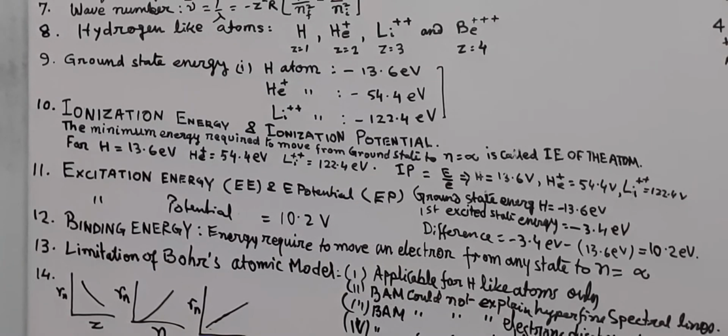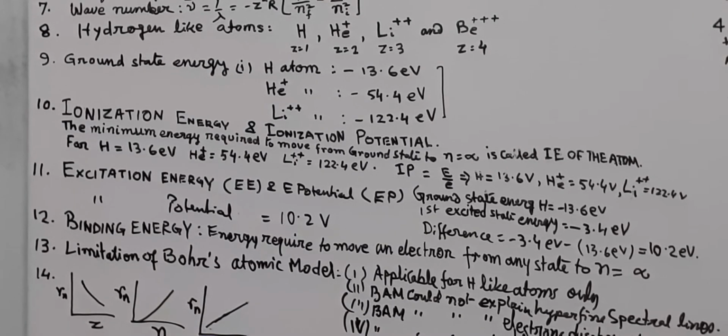Now, come to 13, that is limitations of Bohr's model. There are 4 limitations, mainly 4 limitations are there. Number 1, applicable for hydrogen-like atoms only or the hydrogen atom. And number 2, Bohr's atomic model could not explain hyperfine spectral lines. Number 3, Bohr's atomic model could not explain why electrons disobey electrodynamics. Number 4, Bohr's atomic model could not explain splitting due to electric and magnetic field.